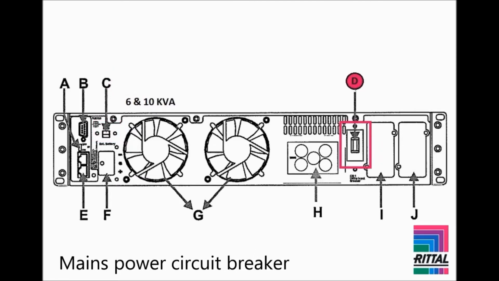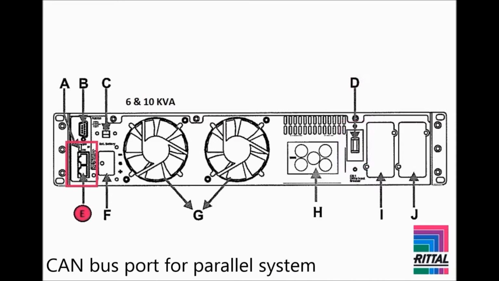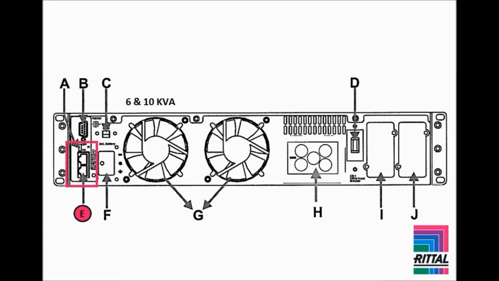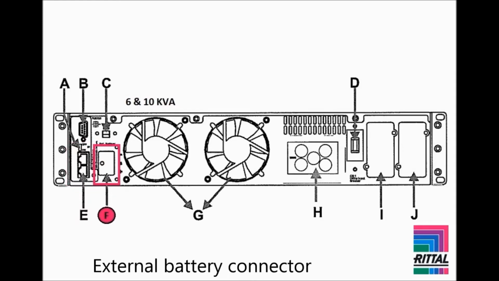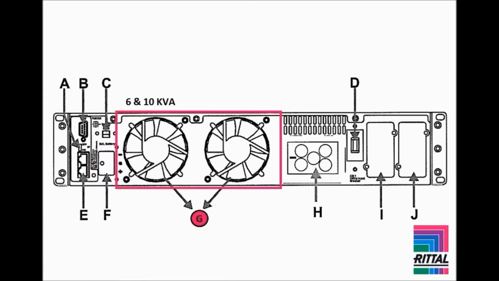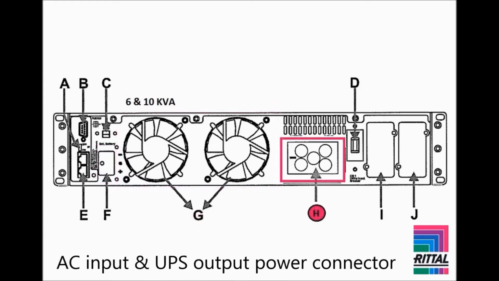The AC input circuit breaker is a feature unique to the 6 and 10 kVA models of the PMC-12. So is the CAN bus port, which is used as a data interface when paralleling PMC-12 units. External battery packs can be connected to the external battery connector. There are 2 cooling fans. The 6 and 10 kVA models feature a combined AC input and UPS output power connector.